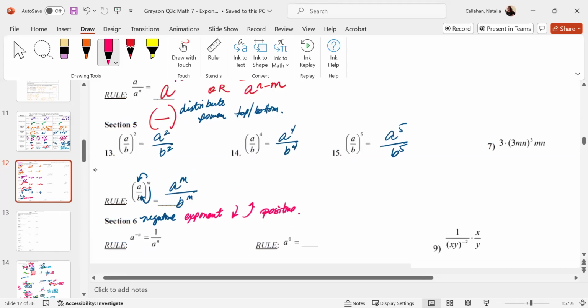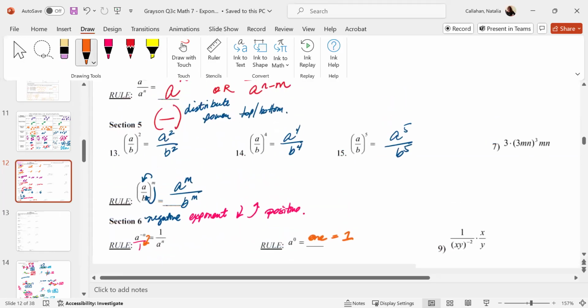Here, do you see the negative? It's over 1. So what do you do? You take that and bring it down. Okay. Here, rule. Anything that's 0 power is always what? 1. Okay. Those are all the rules, right?